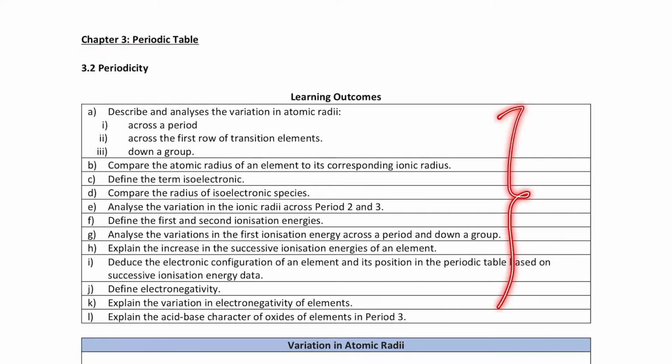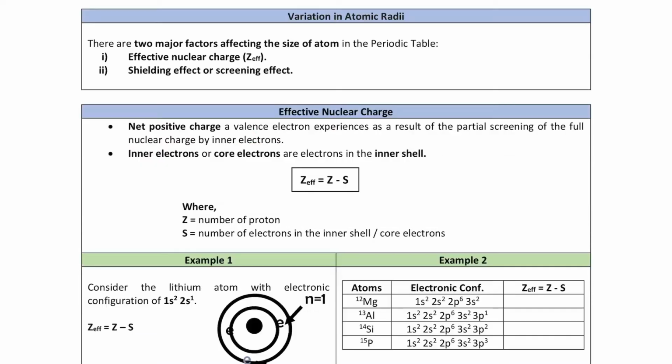Okay, so there are a lot of learning outcomes that we need to cover in this subtopic, but in this video I will just cover learning outcome A. That means by the end of this video you should be able to describe and analyze the variation in atomic radius across a period, across the first row of transition elements and down a group.